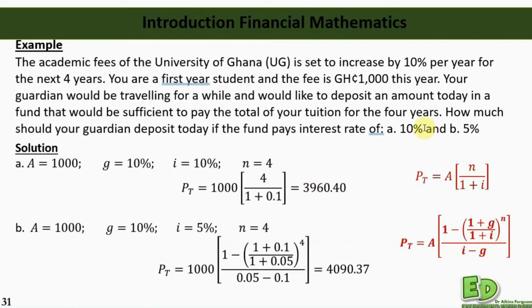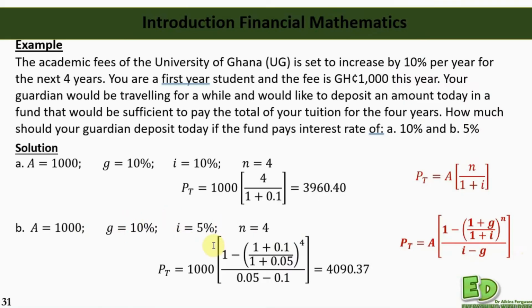B here is saying that when the interest rate is equal to 5%, we already know that the growth rate is 10%, interest is now 5. So growth rate is not equal to interest rate for the second option. So here we use the second formula. A is still 1,000, G is 10%, I is now 5% based on the option here, and the number of years is 4. We use the second formula here because growth rate is not equal to interest rate.